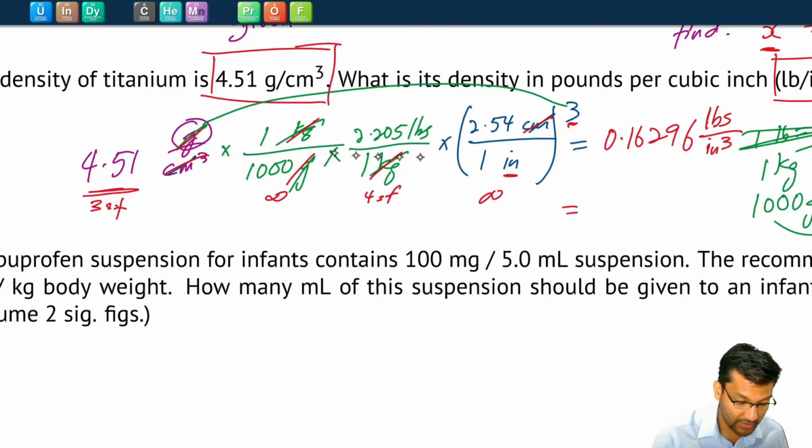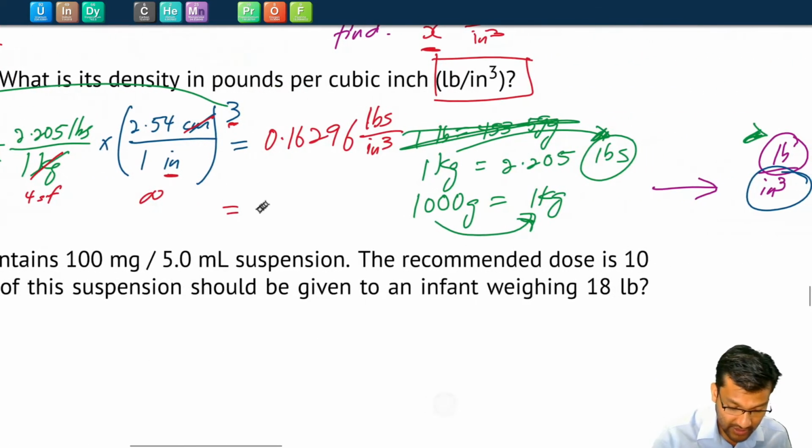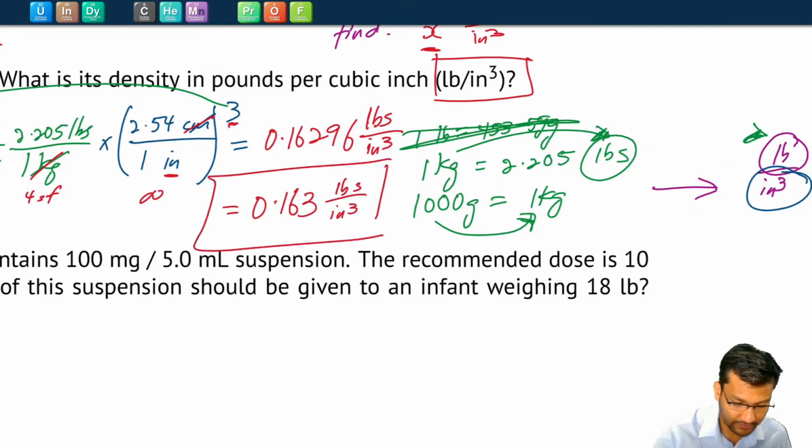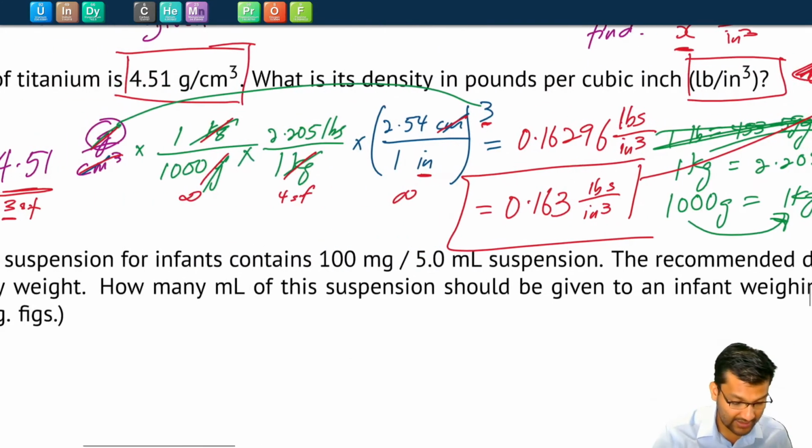So these are all multiplications. So we just use the lowest number of significant figures. So 3. So our answer should be 0.163 pounds per inches cubed, or cubic inches. Okay, so we verified that our units make sense because that's the units that the problem was asking us for at the beginning. Now we can think of the last step, verify.